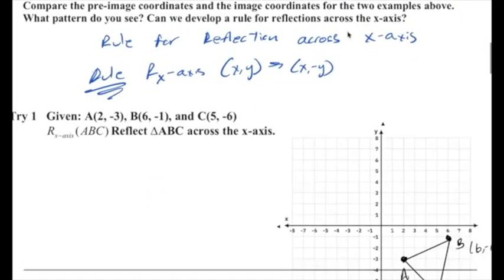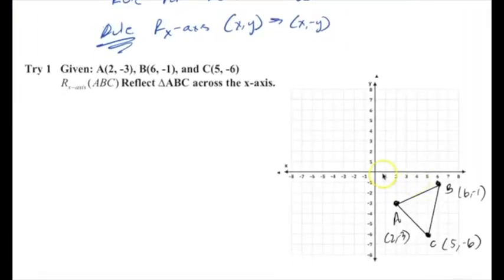We can use that here if I want to graph this. We could go, okay, it's across the x-axis, figure out how far down, and do the same thing up. At A, we go down 3, so we're going to go up 3. At C, we're going to go down 6, so we're going to move it up 6. That's how you reflect across the x-axis.